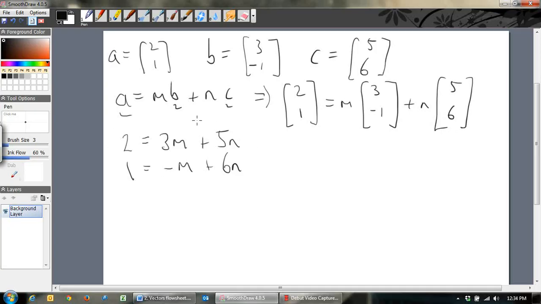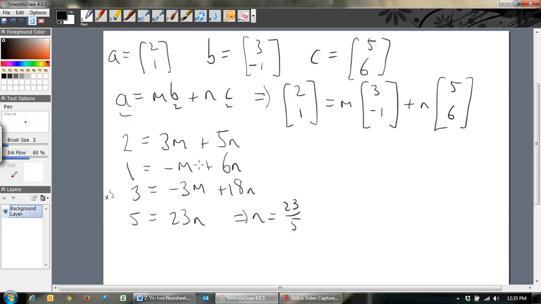Does this have a solution? We're just solving simultaneous equations now. I'll multiply the bottom equation by 3, so we get 3 equals negative 3m plus 18n. Now I'll add the top one and this bottom one together. So we get 5 equals 23n, and therefore n equals 5/23.